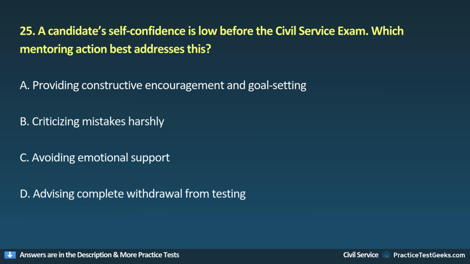25. A candidate's self-confidence is low before the civil service exam. Which mentoring action best addresses this? A. Providing constructive encouragement and goal setting. B. Criticizing mistakes harshly. C. Avoiding emotional support. D. Advising complete withdrawal from testing.